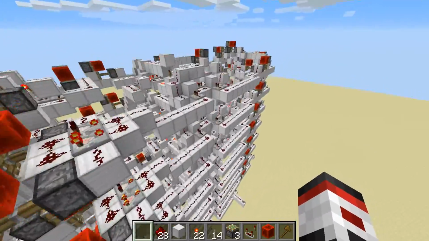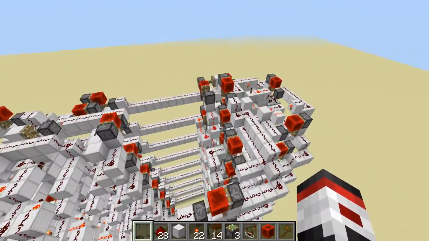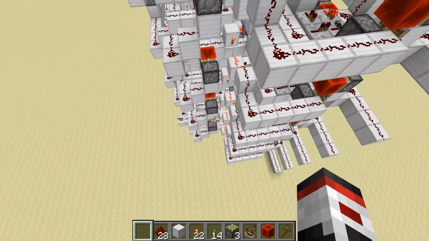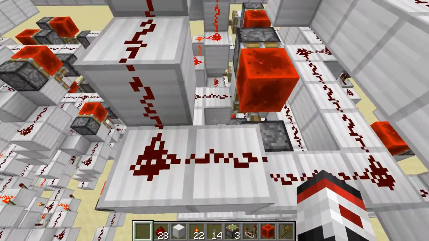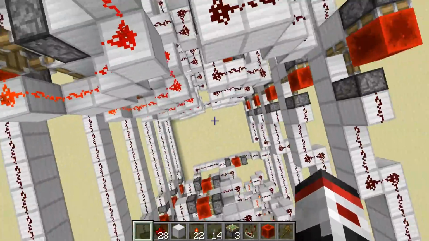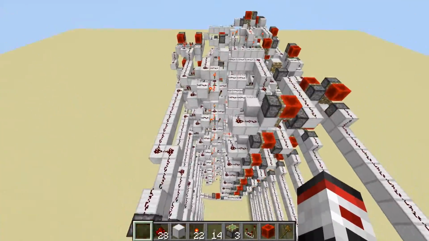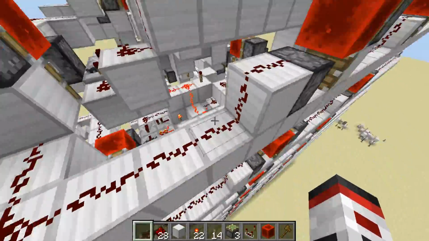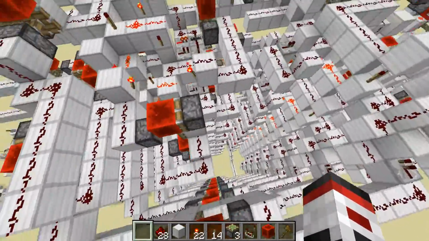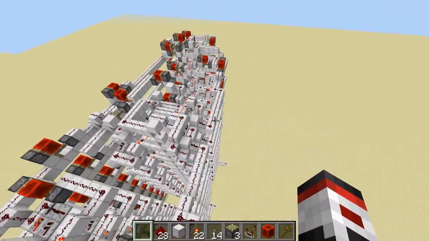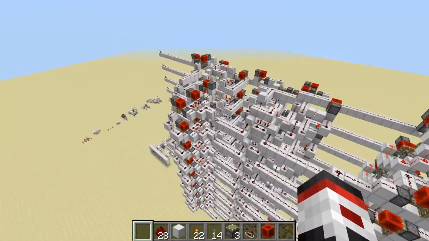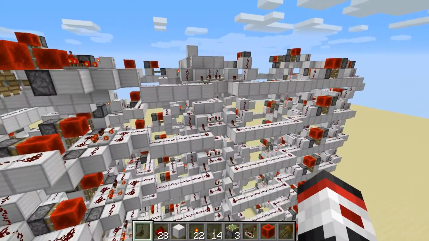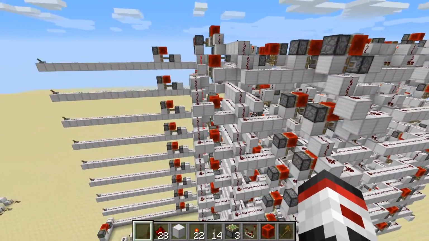Next, we have our registers. Very much improved registers. And there's two of them. This is the first one, and this is the second one. They're both basically the same thing, except this one, its outputs are a little different, which I'll explain later.